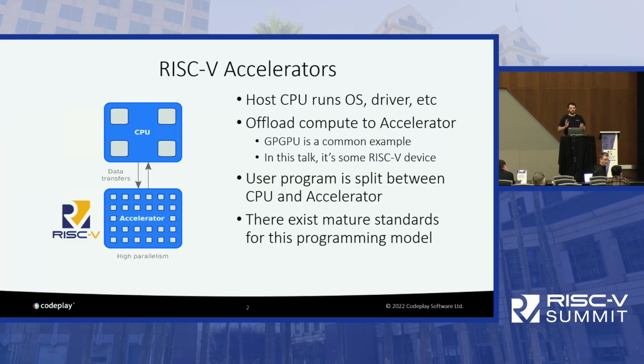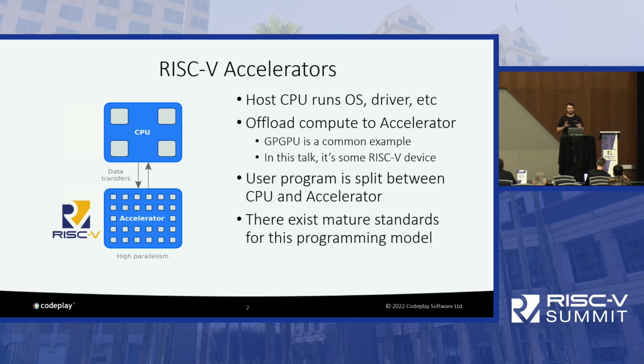So for this talk, I'm considering RISC-V accelerators. What I mean by that is on a system, you have some host CPU that runs the OS, runs a driver, and so on, and then you're offloading compute to some accelerator. A GPU would be a common example of this, but in this talk, I'm talking about a RISC-V device as the accelerator. The CPU might be RISC-V, but it could be anything really as far as this talk is concerned.